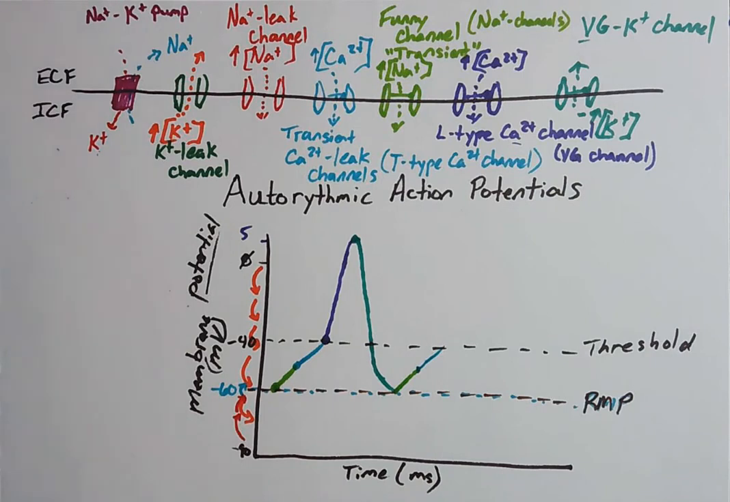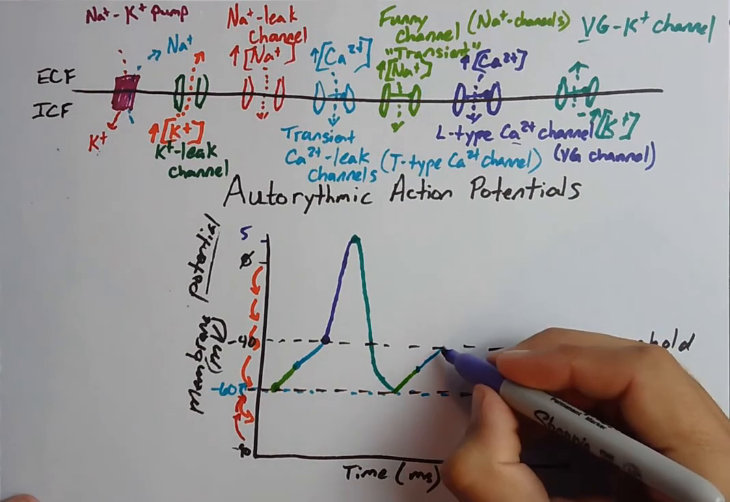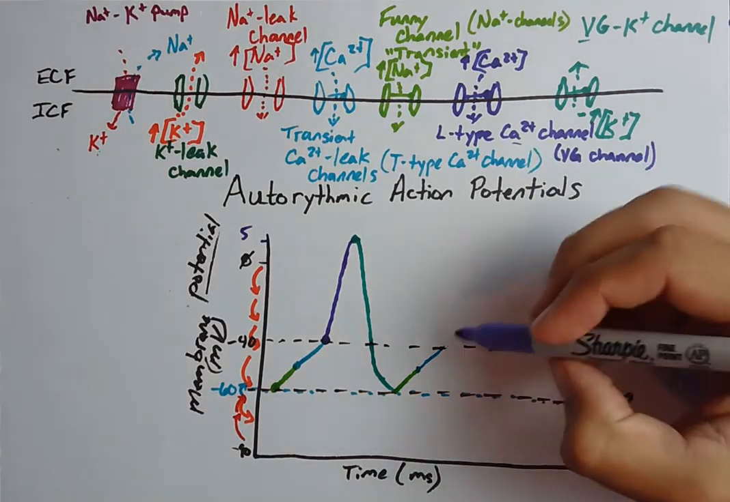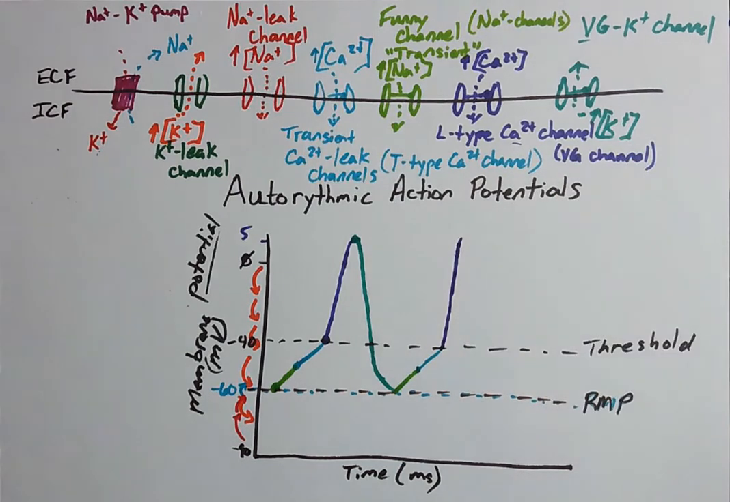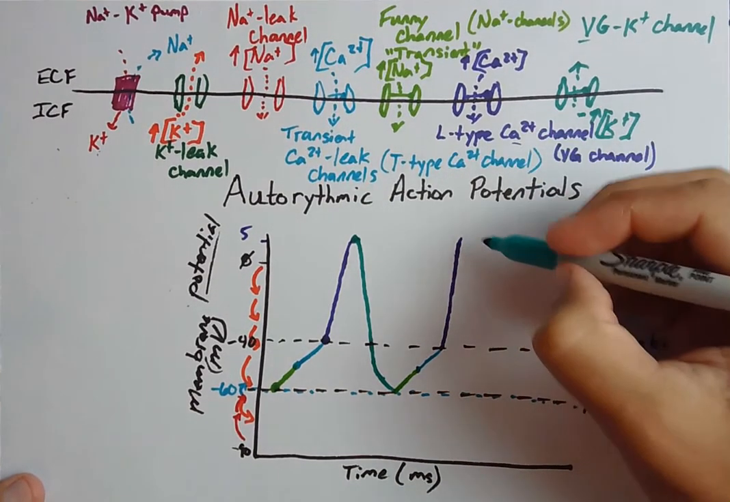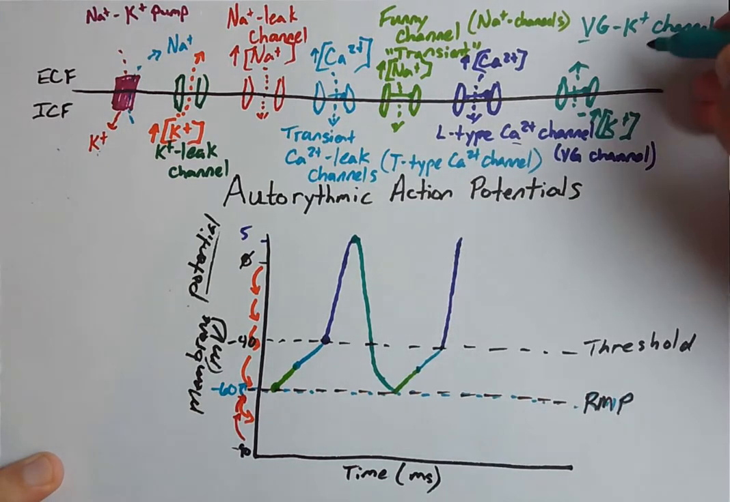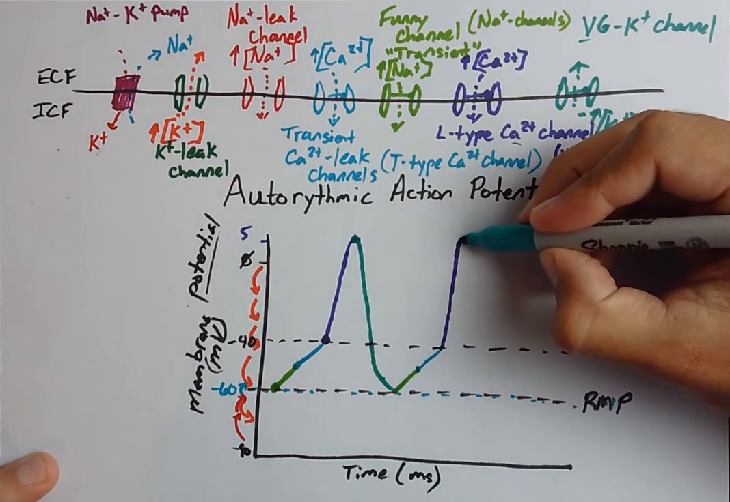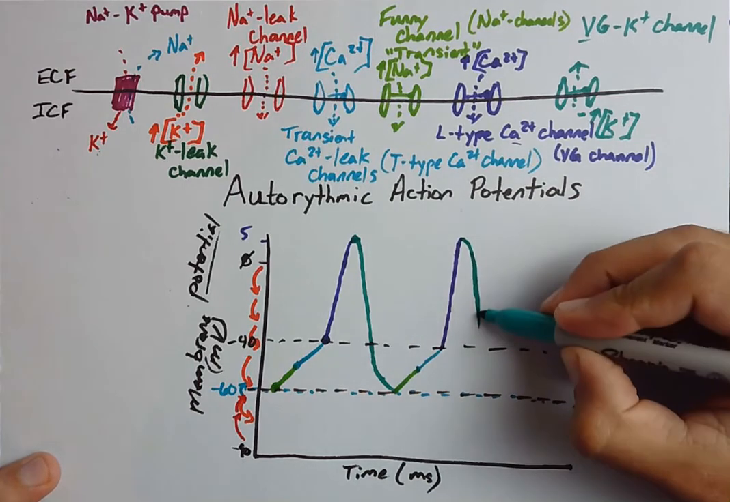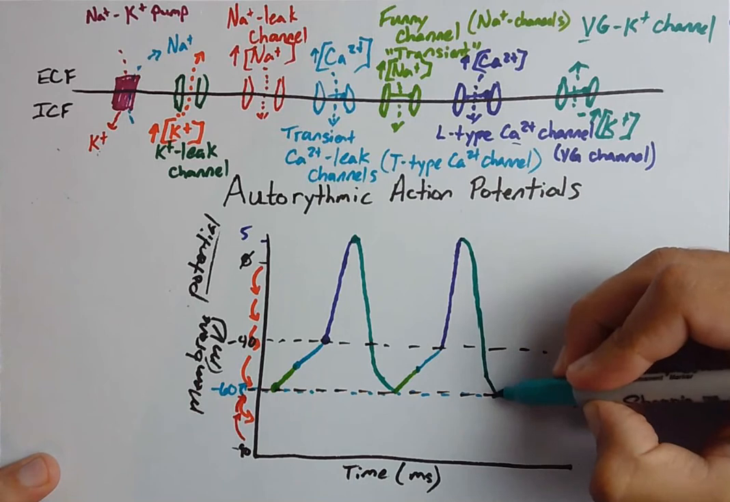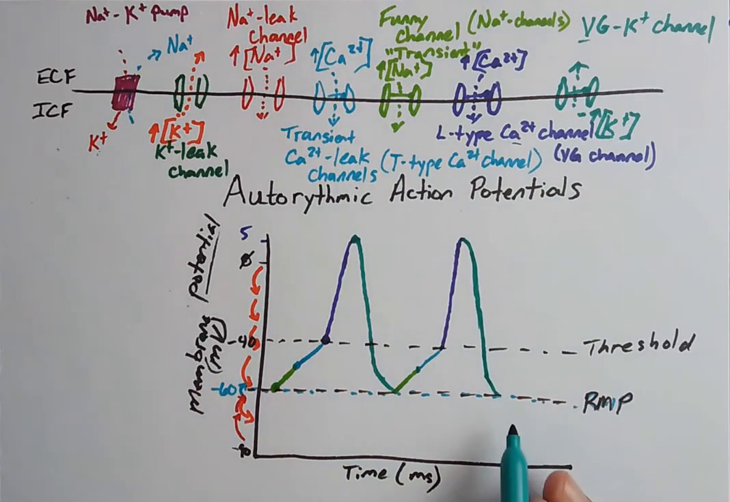But what happens at threshold? Now the L-type calcium channels open, causing a rapid incline, depolarization step as calcium influx occurs. And then finally, that L-type calcium channel is going to close, and the voltage-gated potassium channel takes back over again, driving us back down towards resting membrane potential. Let's do this again.